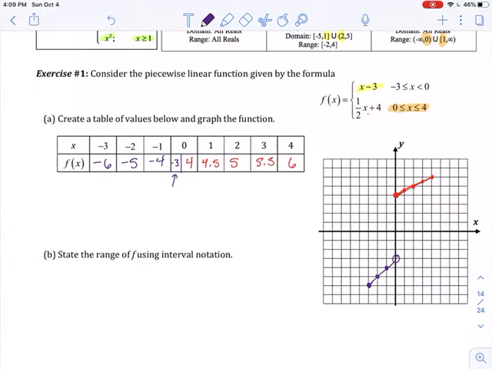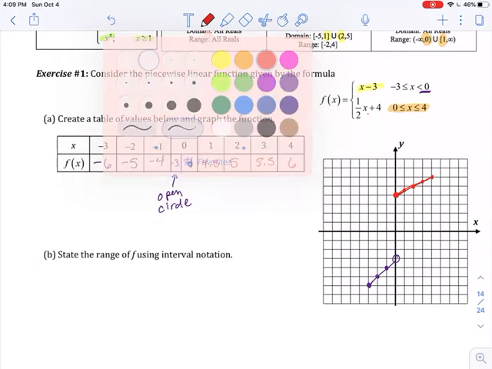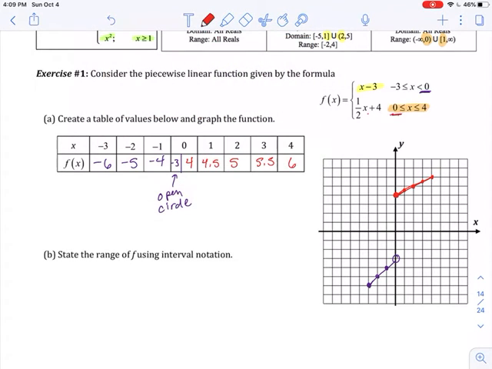Okay, so I created my table and I graphed it. So just to repeat, this is not included because notice I'm not including the 0, so that's going to be an open circle. And this one, I am including the 0, so that's going to be a closed circle. So I did write both of those values in my table right there.